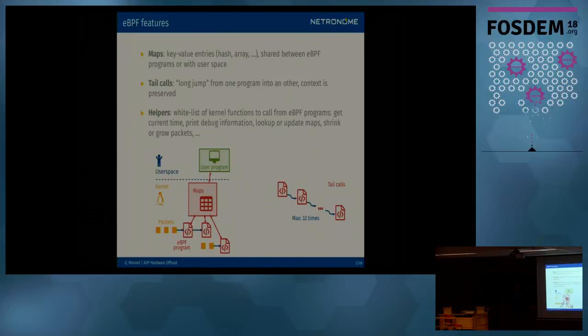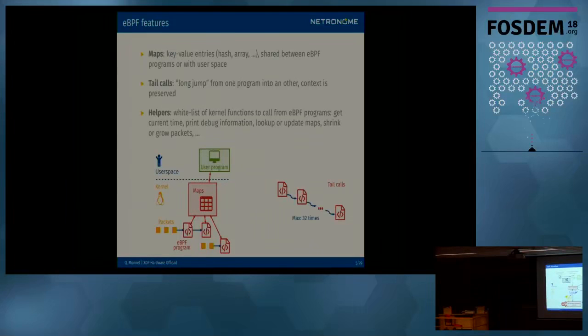You can have tail calls under conditions, so you can run this program or this program depending on a previous condition. You have helpers, which are some functions from the kernel. It's a wide list of functions that can be called directly from the BPF programs themselves. This is to get a timestamp or to access the maps from the BPF programs or to get random numbers or to grow or shrink packets. There are a lot of helpers available, a variety of functions that would otherwise be somewhat more difficult to implement in BPF directly. So we have those helpers.